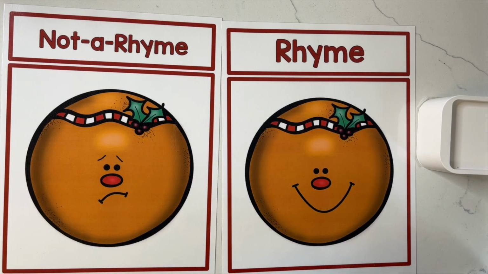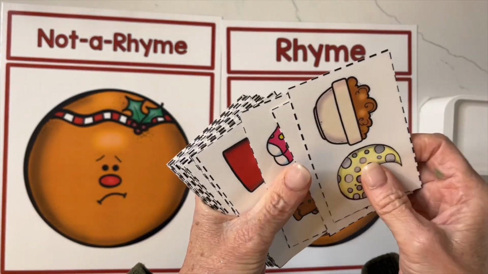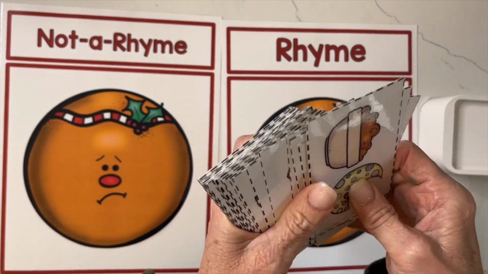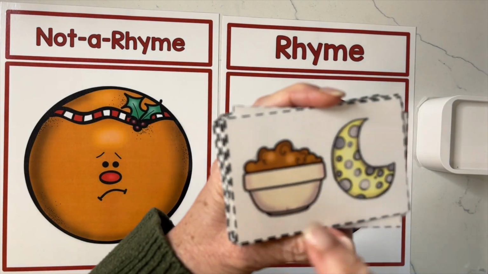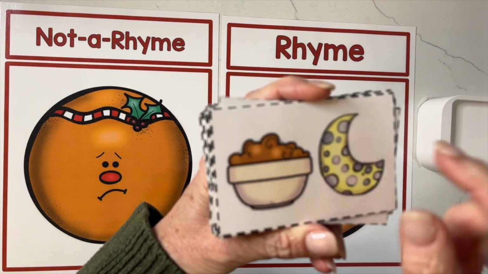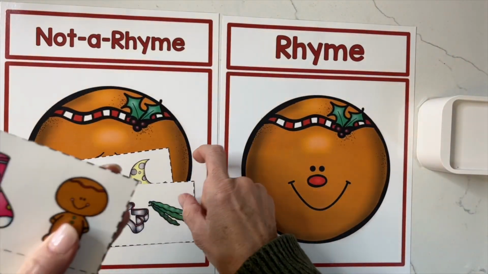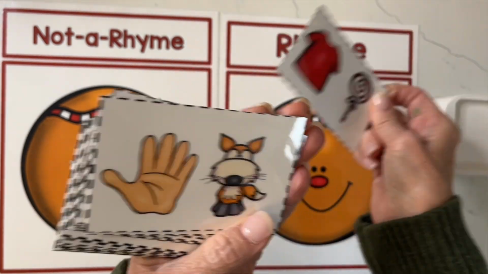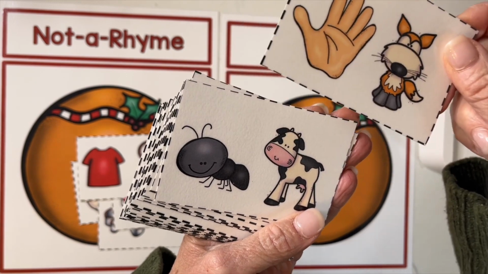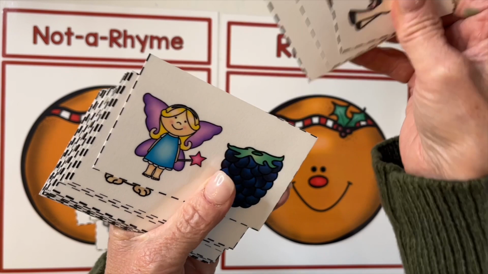Okay, this literacy activity is my rhyme, not a rhyme sort. And I've got a deck of rhyming pairs, and I will go through and say all of the pairs to the kids so that they know what picture is what. So this is dough, moon. That does not rhyme. Beans, cookie cutter does not rhyme. Socks, gingerbread boy does not rhyme. Shirt, lollipop does not rhyme. Hand, fox does not rhyme.